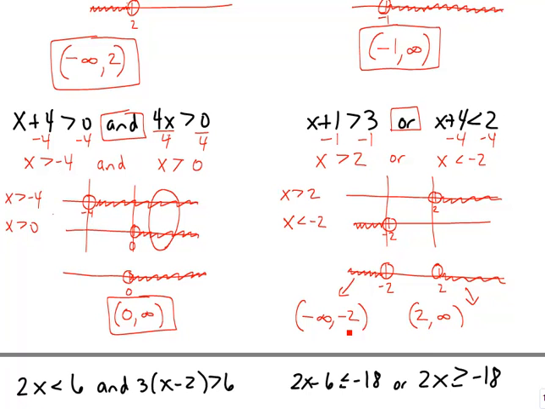And if I want my solution to include both of these, we're going to use that set notation for union, which is that U shape. So your final intervals are going to be minus infinity to negative 2, union 2 to infinity.